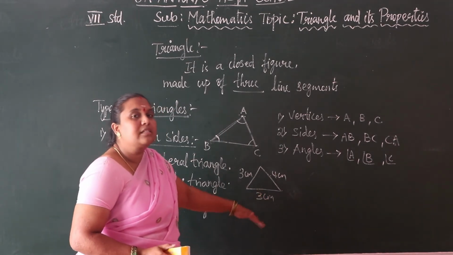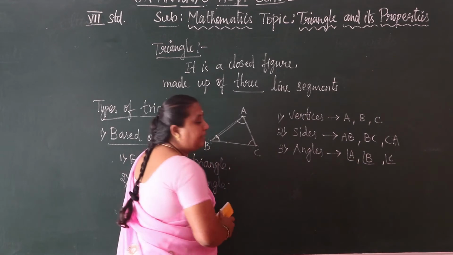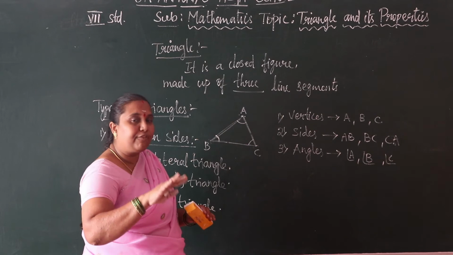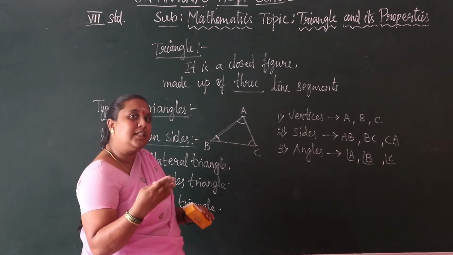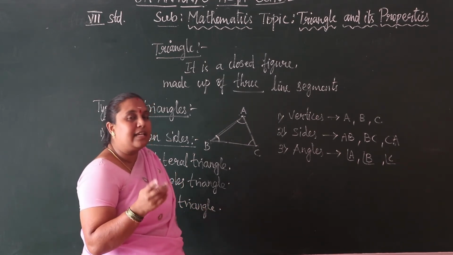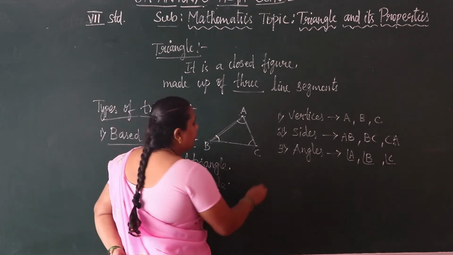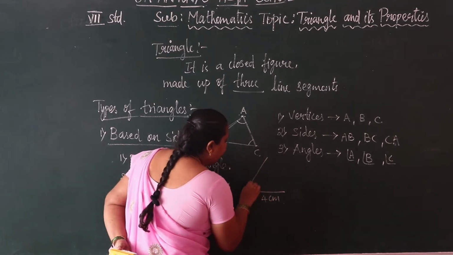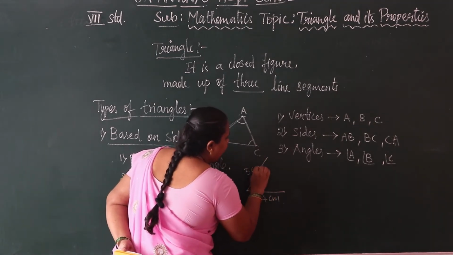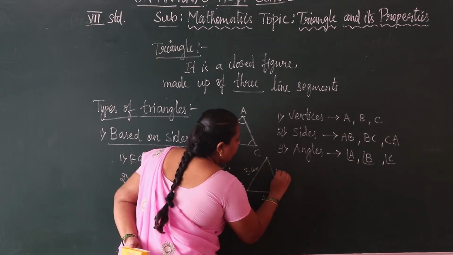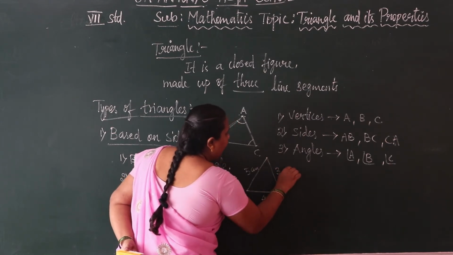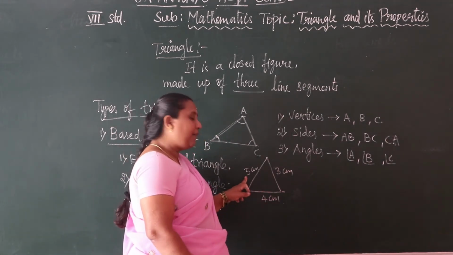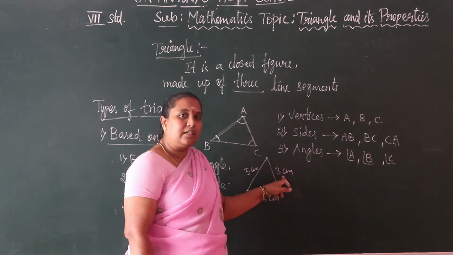Now let us move on to the scalene triangle. So what is meant by scalene triangle? The measurements of all the 3 sides are different. All the 3 sides are different. So that triangle we can say is a scalene triangle. See here, the base is 4 centimeter, and here we are drawing this one side as 5 centimeter, and this is 3 centimeter. So all the three sides are different. See here 4 centimeter, here 5 centimeter, and here 3 centimeter.